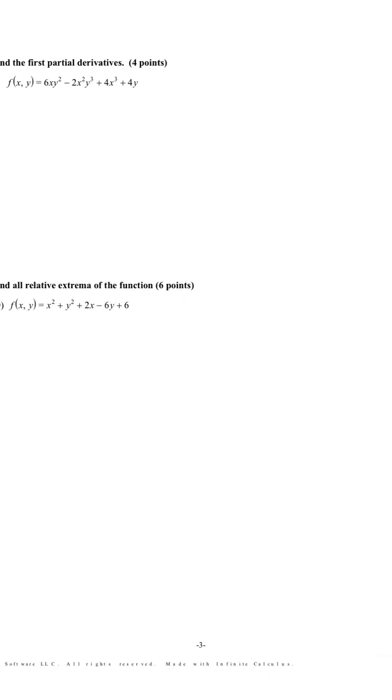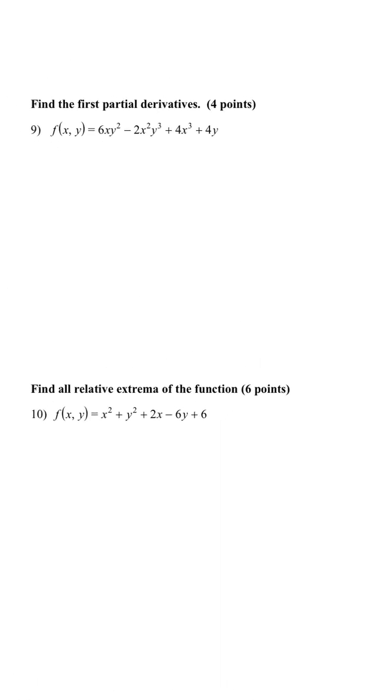These two questions, 9 and 10, are from chapter 7. 9 is from 7.4. 10 is from 7.5. So in 7.4, what we were just practicing is finding the first partial derivatives. So we need the first partial derivative with respect to x. That's when we regard y as a constant value.